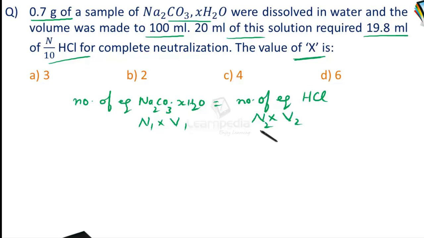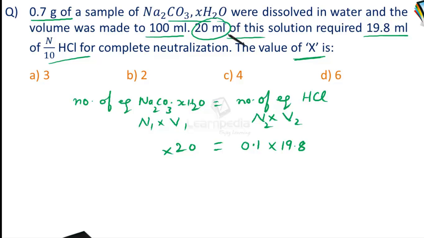So now, what is the normality and volume of hydrochloric acid given? It is given as 19.8 milliliters of 1 by 10 normal hydrochloric acid, means 0.1 normal hydrochloric acid solution, and volume is 19.8 ml. And what is the volume of this hydrated sodium carbonate solution taken? It is 20 ml. 20 ml of this particular solution.